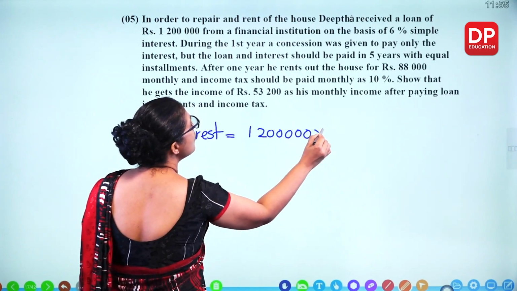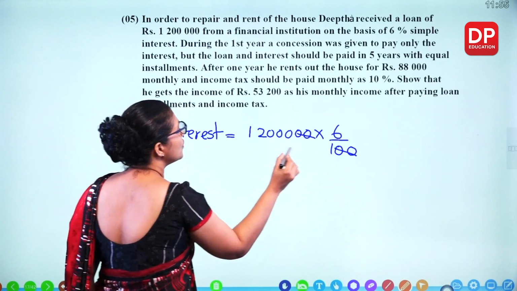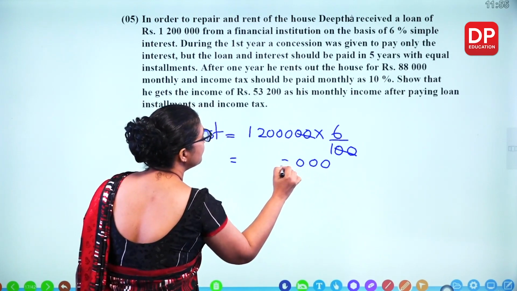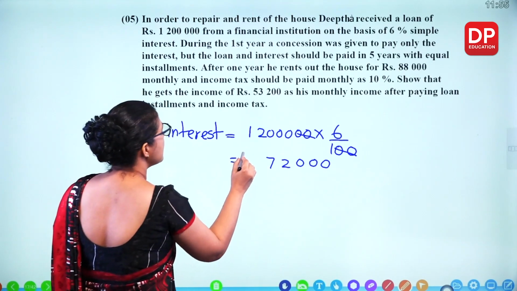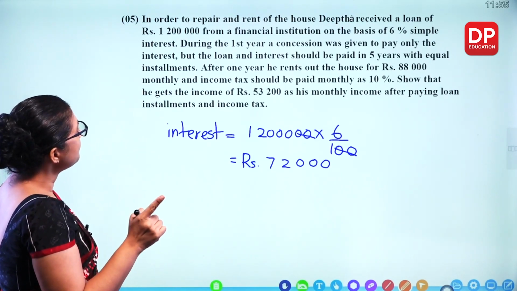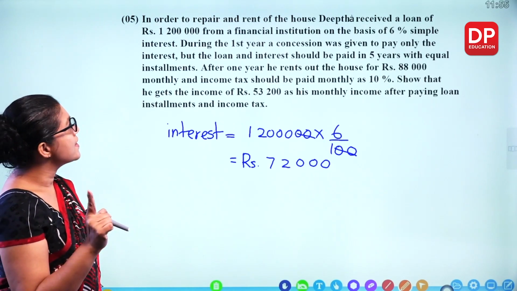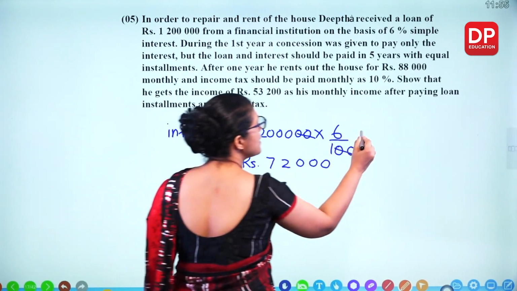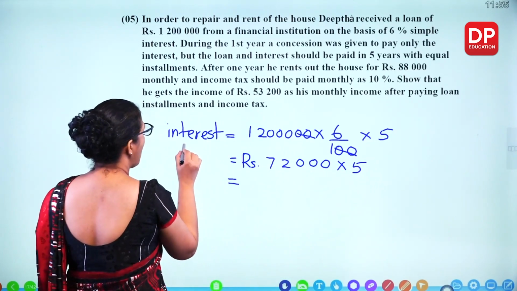1,200,000 into 6%. So 1, 2, 3. So 72,000 rupees is the interest, and for 5 years. It says for 5 years. So this is the interest for 1 year. So multiply by 5 to get interest for 5 years.